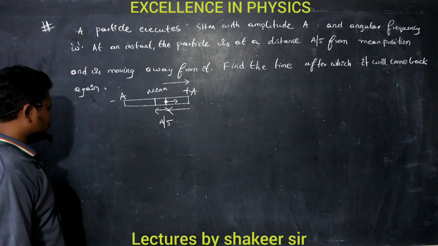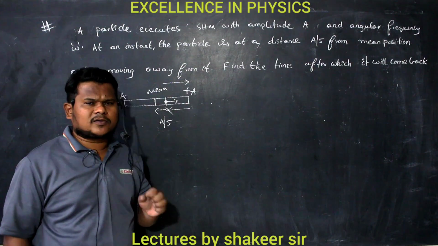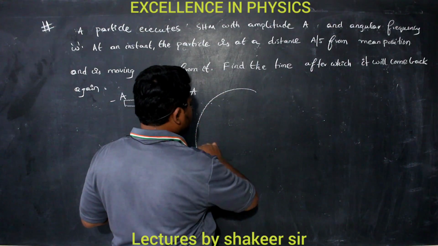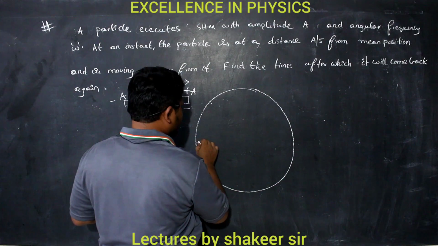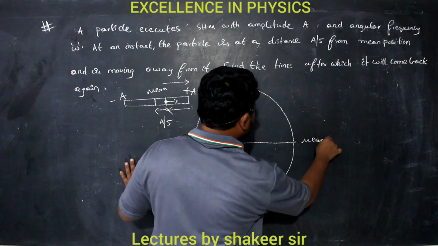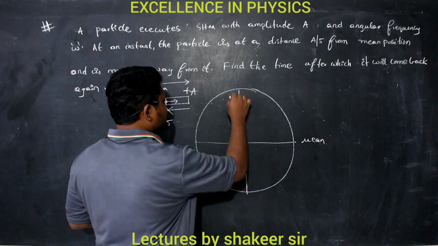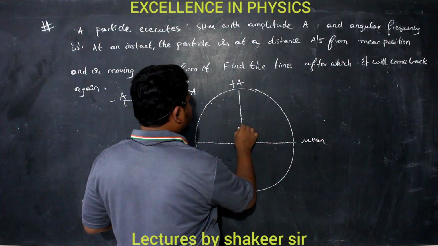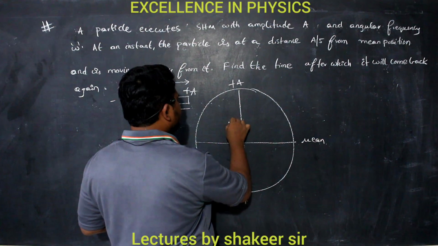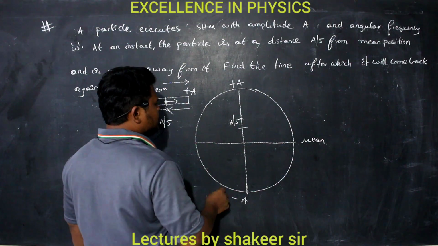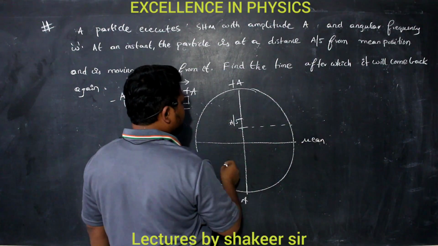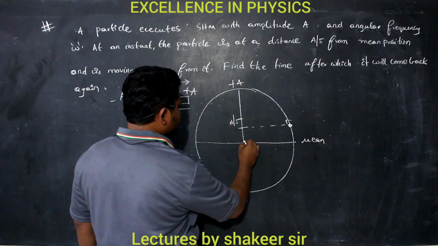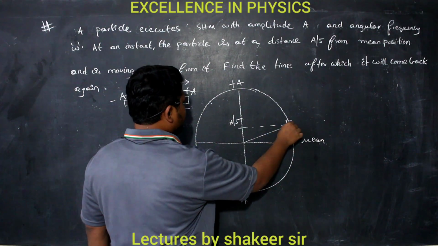Very easily we can solve this problem by using the circular method, by comparing SHM with circular motion. So if this is the circular path, this becomes our mean position. This is the positive extremity plus A and this is the negative extremity minus A, and let us consider this height to be A by 5. Initially the particle was present at A by 5. On the circular motion it is equivalent to the particle traveling in this direction. This is the radius vector, which also has a magnitude of A.